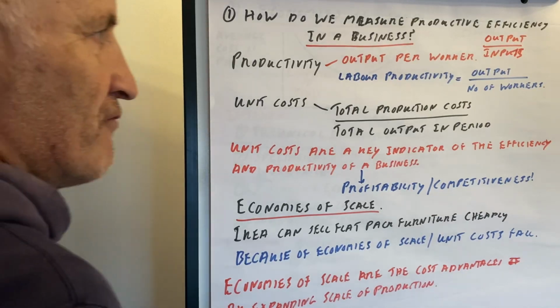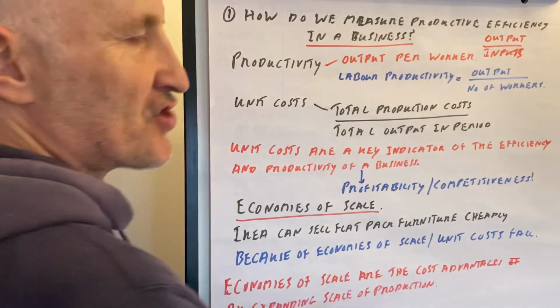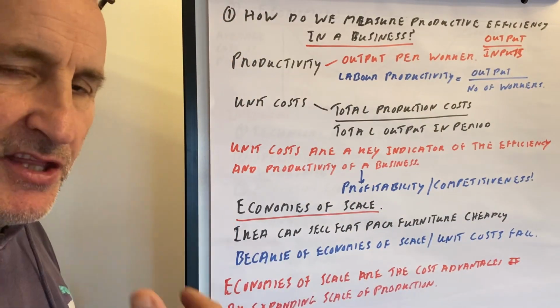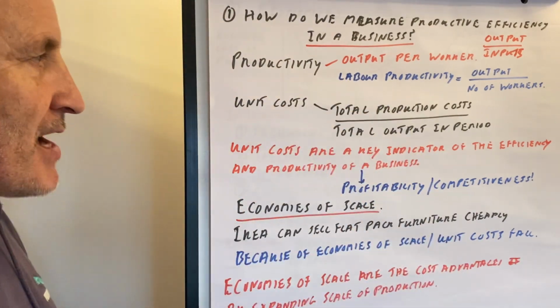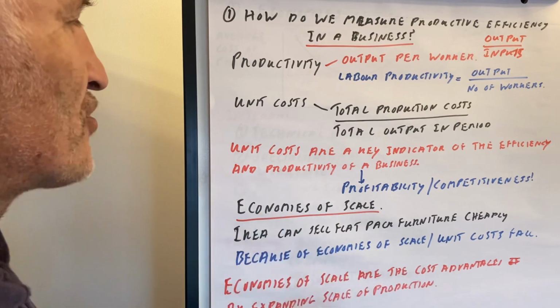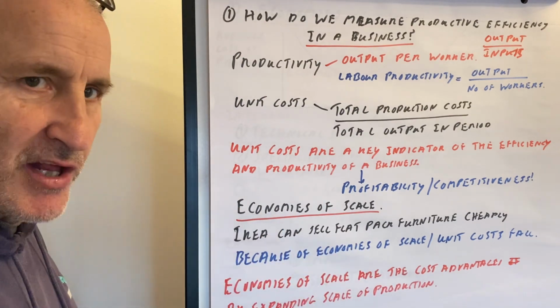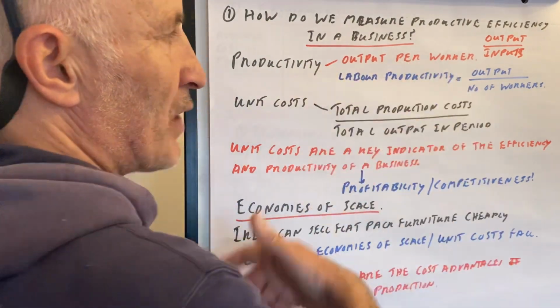Okay, so this is part of the resource management part of the syllabus, and this section here is all about productive efficiency. Productive efficiency is making the best of your technical inputs. And there's three ways in which we can measure this: productivity, unit costs, and economies of scale. Okay, so if your productivity is really high, that means your output per worker is much higher, so therefore your cost will actually go down.